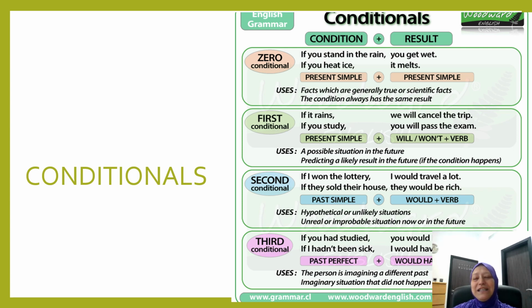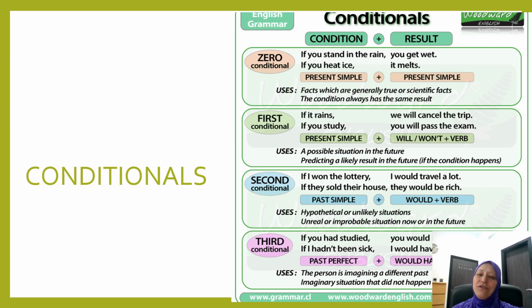Second conditional is hypothetical. We are talking about something which is unlikely to happen. For example, if I won the lottery, I would travel a lot. If they sold their house, they would be rich. So basically it has to do with something which is really not going to happen, and is simply hypothetical. The form is past simple and would plus base form.